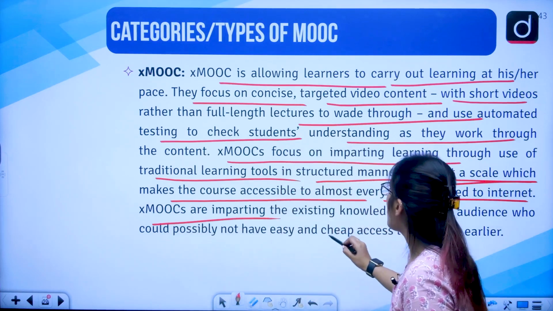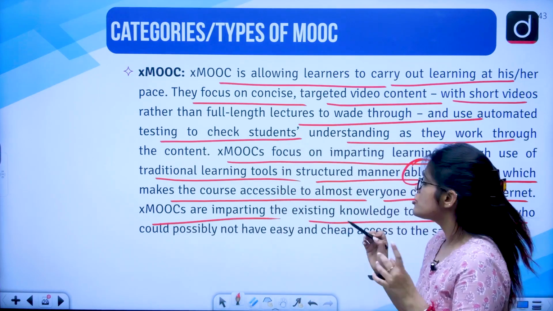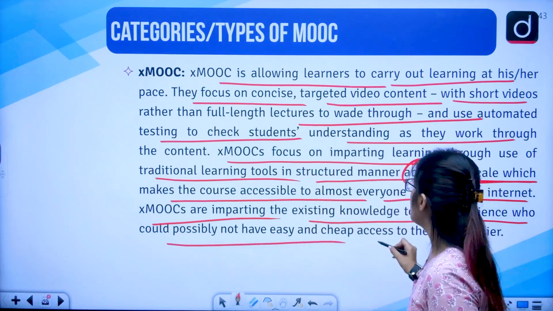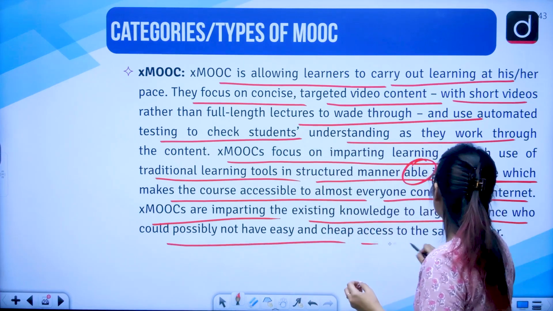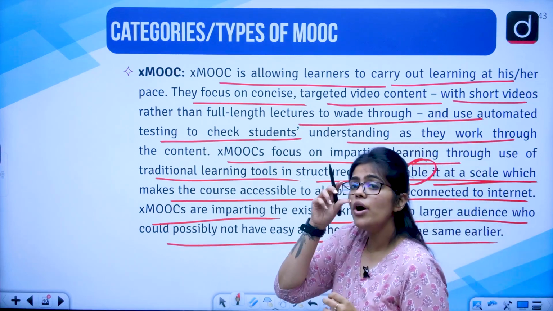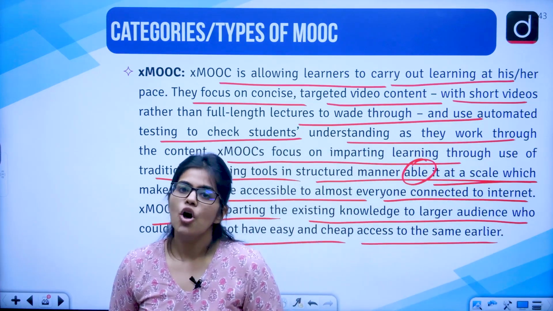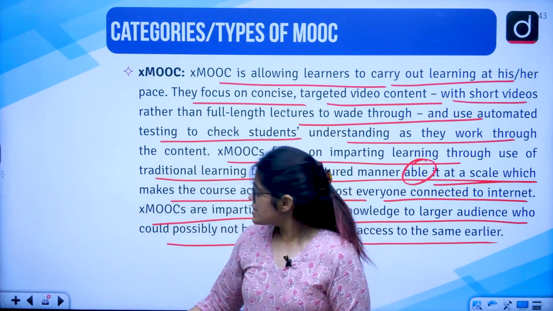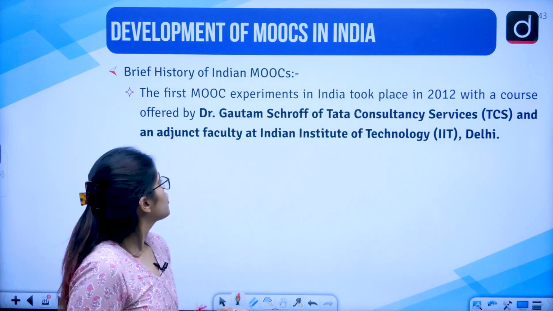X MOOCs are imparting existing knowledge to a larger audience who could possibly not have access to easy and cheap knowledge. Now they are given access to this knowledge. So this is the difference between the two types of MOOCs. This itself is a PYQ.